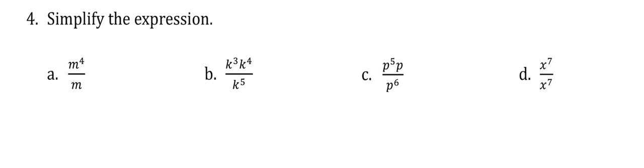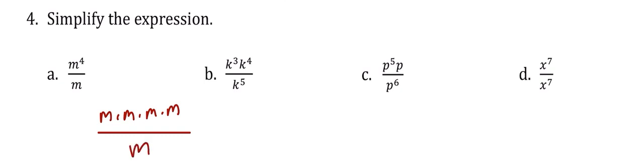M to the 4th, we know can be written as m times m times m times m. So 4 m's, divided by m to the 1st, or just 1 m. Now this helps us think about it visually, because when we have a fraction like this with variables, we just want to cancel out what we can. So we can take 1 m from the top and 1 from the bottom. That's just going to leave us with 3 m's up top, or m to the 3rd.